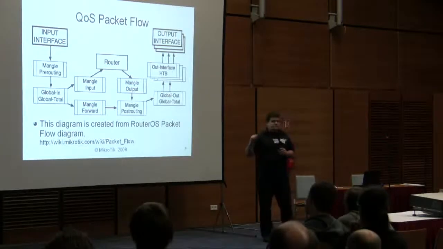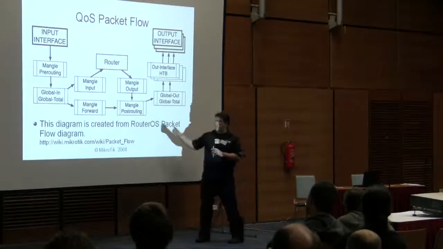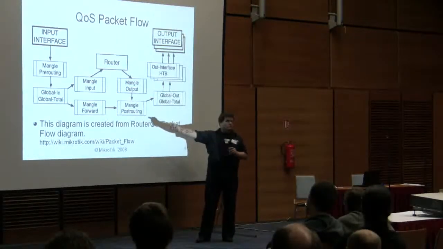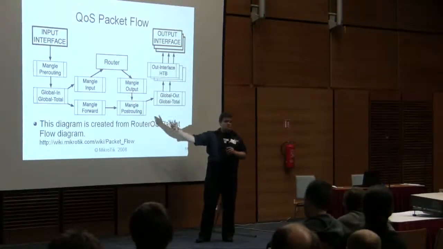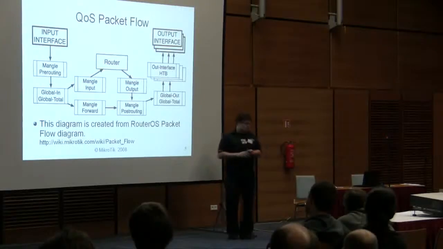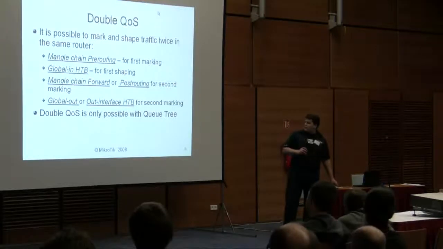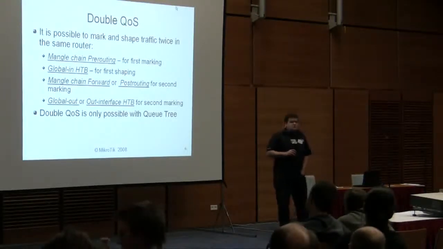So what can we choose for the second mangling? Only post-routing or forward. It's free. You can choose either one. And to limit this second marked traffic, you can use what? Global out or out interface. It's again up to you. Double QoS is only possible with Q3.